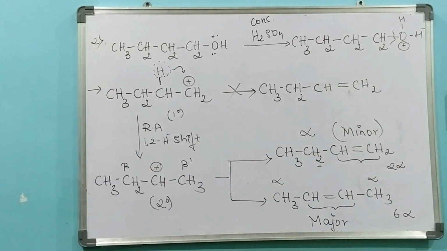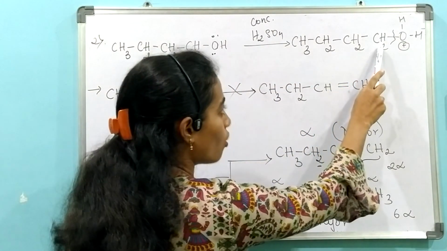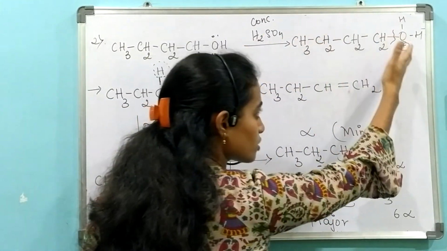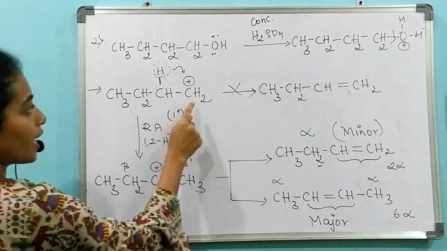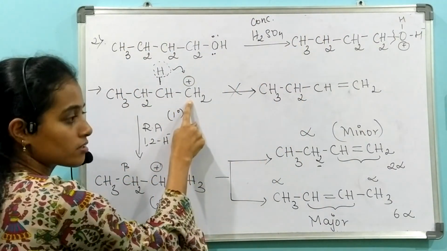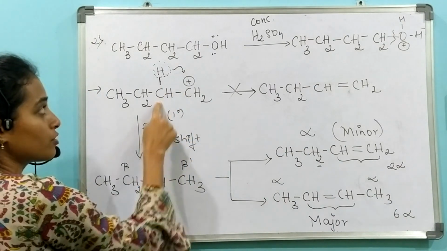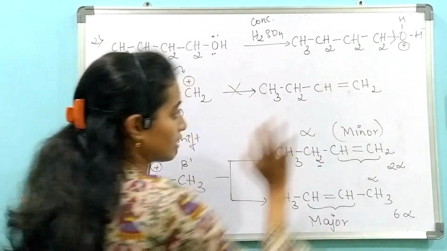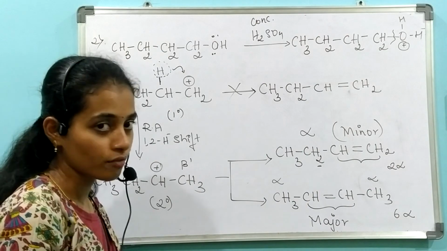So, what did we do here? The mechanism was very simple. Convert your alcohol into protonated alcohol using the dehydrating agent. After doing this, eliminate the water molecule from the protonated alcohol and get your intermediate, that is the carbocation. And from the adjacent carbon, remove the H plus, and you will get an alkene. This was the mechanism of dehydration of alcohols.